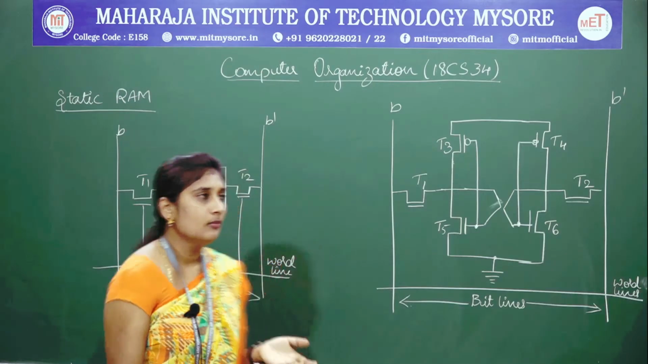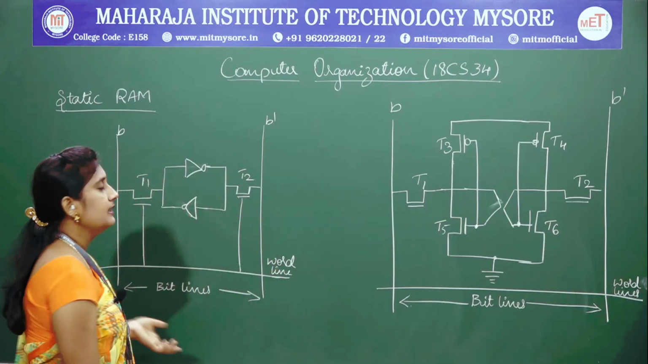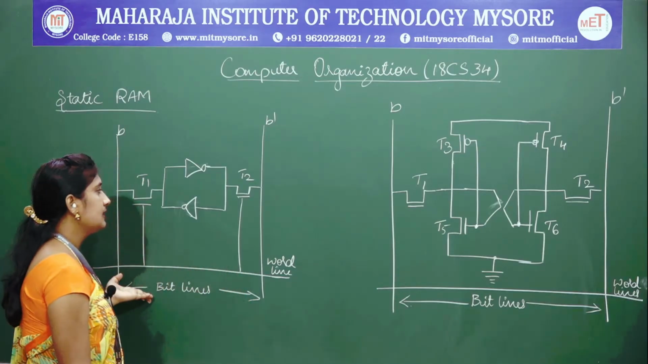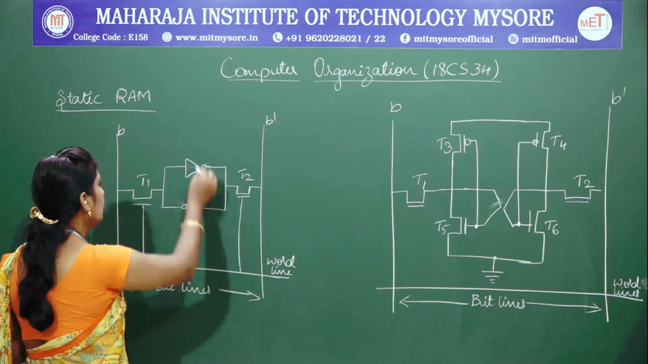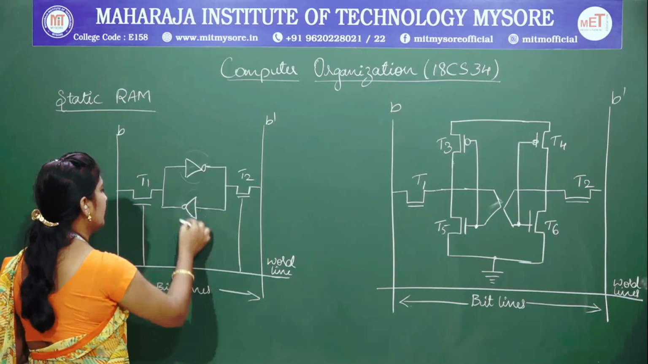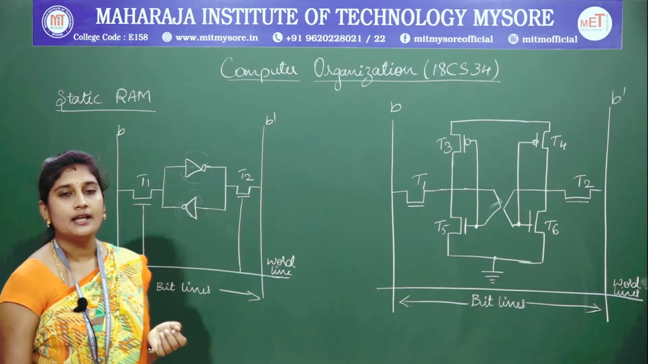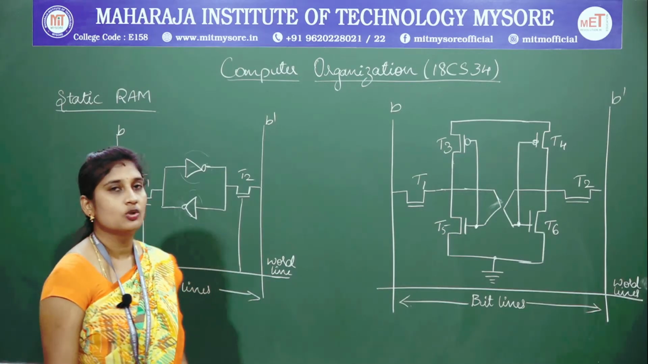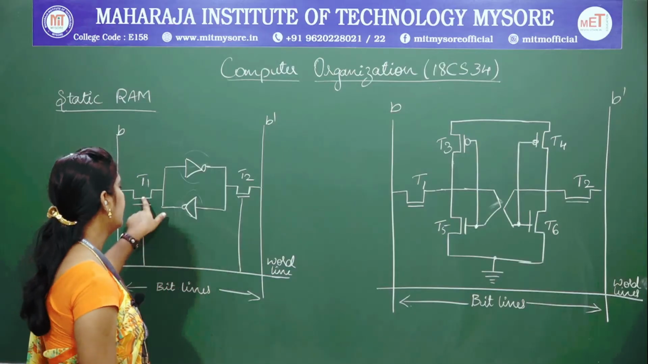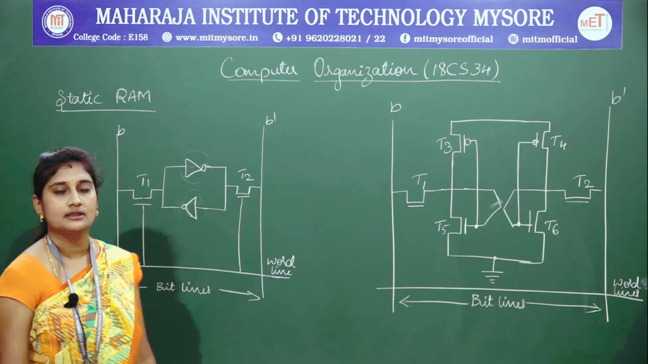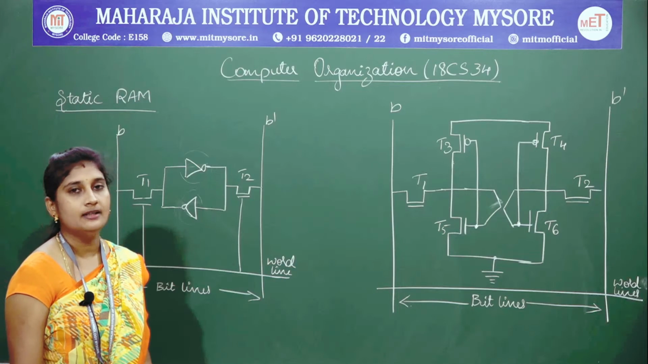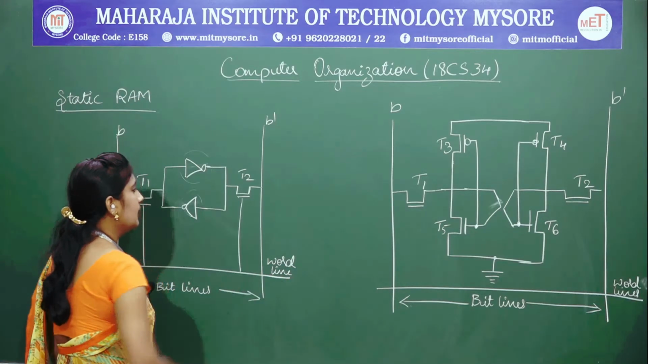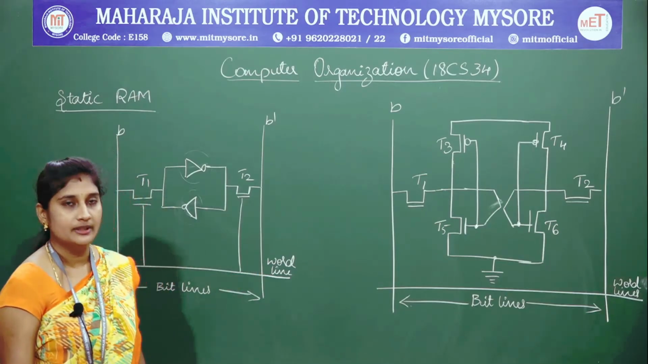A simple block diagram of your static memory cell is displayed here. Your static memory cell consists of two inverters that form a latch. The latch is connected to the bit lines through two transistors called T1 and T2. The word line is connected to the gates of these transistors.